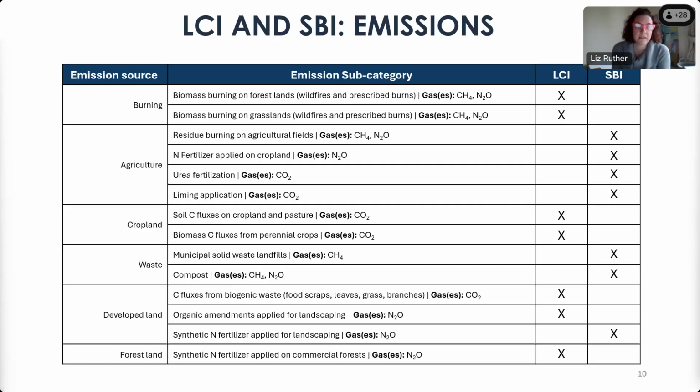So the slide focuses on emission sources, right? The sector-based emissions inventory focuses on emissions, and so the potential for overlap is in emissions subcategories. To the left, the table lists the emission source and where we might find that: developed land, agriculture, cropland. Then we list the explicit emission subcategory, which the team needed to figure out. Is that going to be in the land-based net carbon inventory? Is that already accounted for in the sector-based emissions inventory?